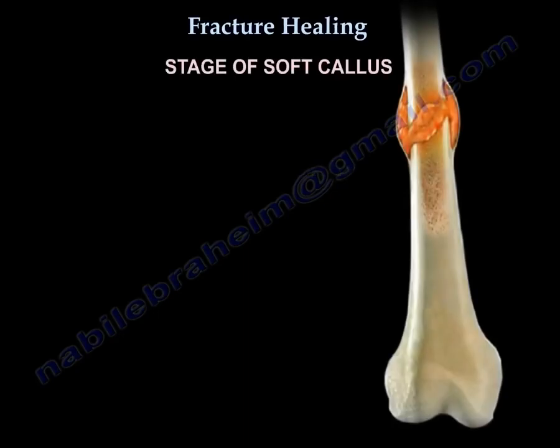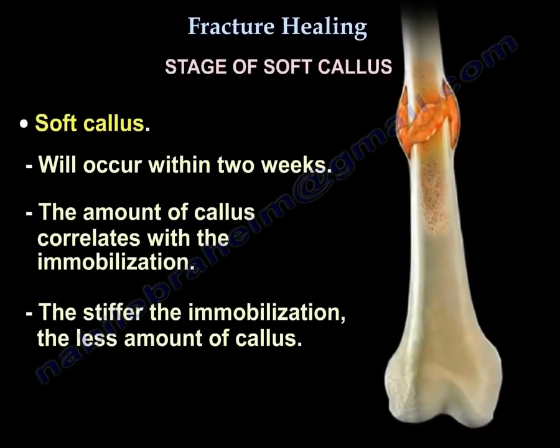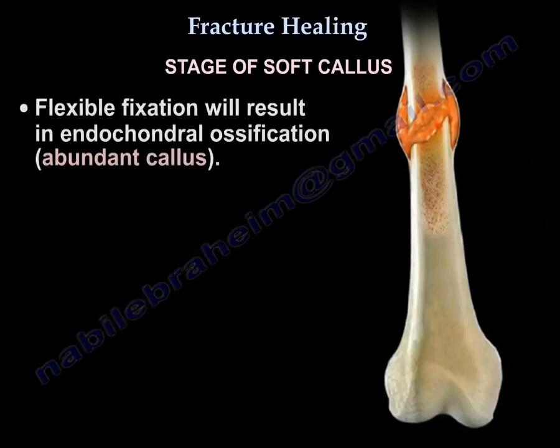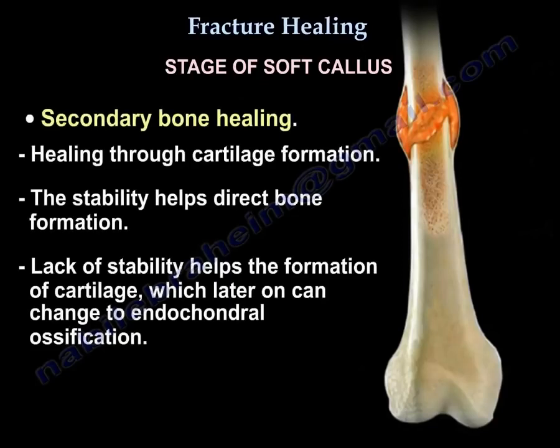Stage of soft callus. Soft callus occurs within 2 weeks. The amount of callus correlates with the immobilization. The stiffer the immobilization, the less amount of callus. Flexible fixation will result in endochondral ossification and abundant callus. Secondary bone healing is healing through cartilage formation. So the stability helps direct bone formation. Lack of stability helps the formation of cartilage, which later on can change to bone through endochondral ossification.